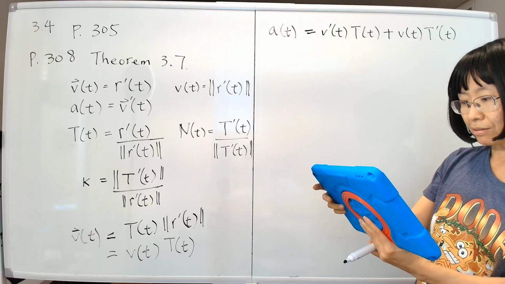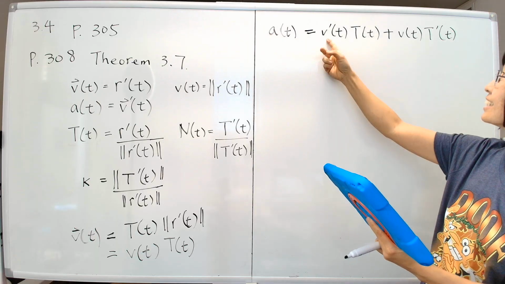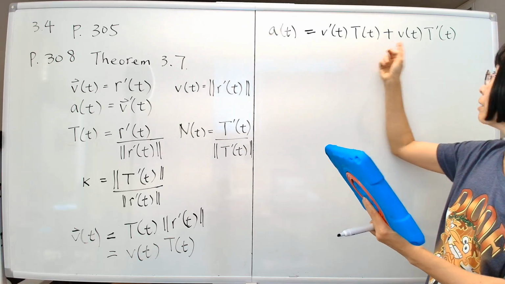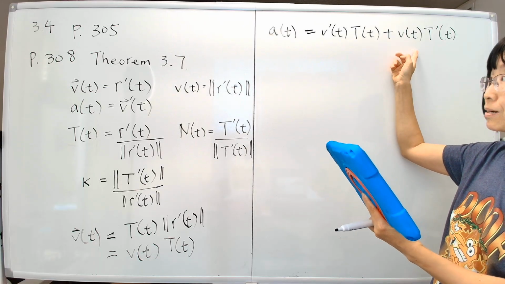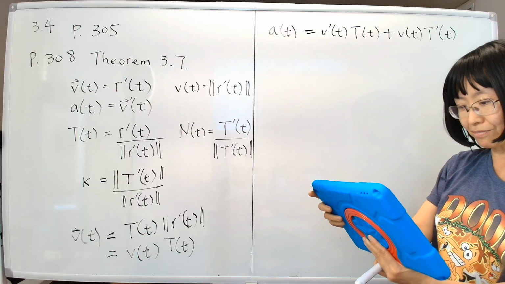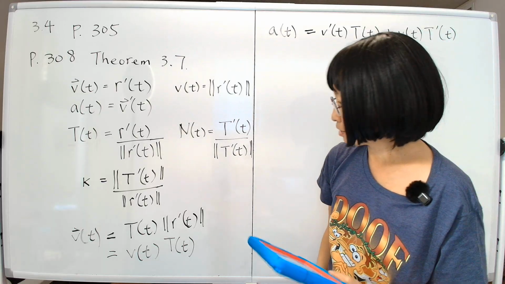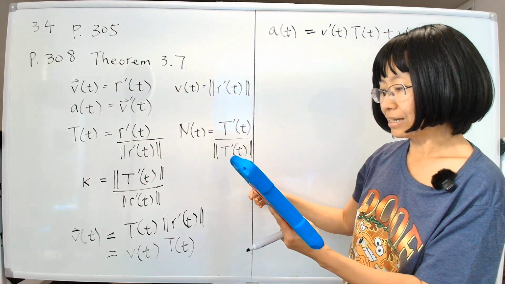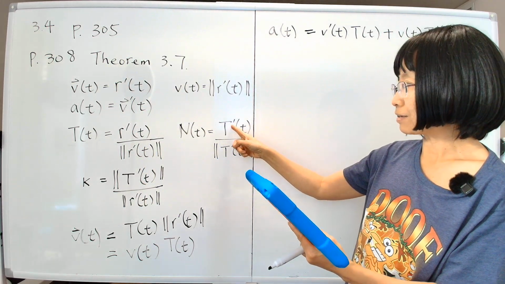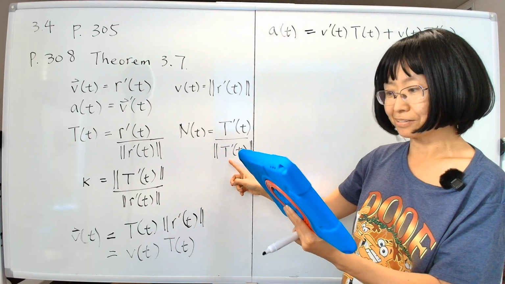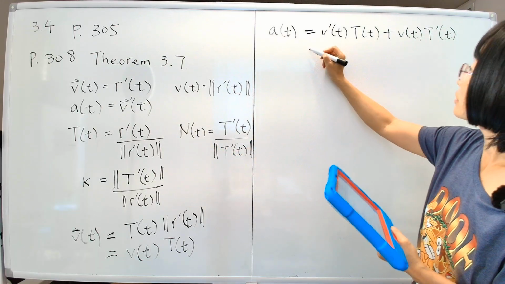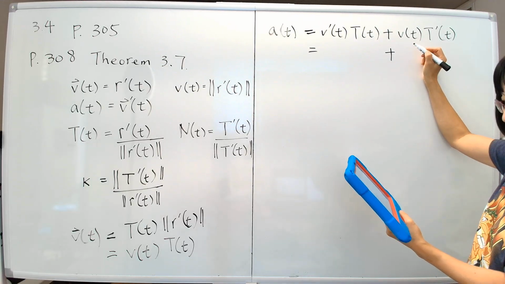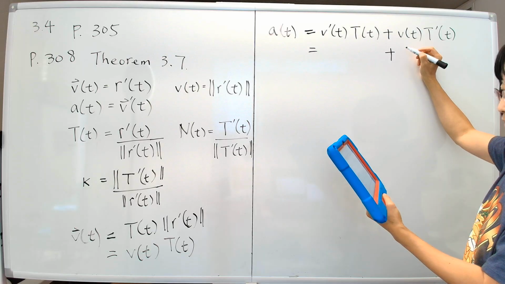So the next step: so far, we got the first part. This is the same as the first part of the formula, v prime of t times T. But now we need to work on this part, which in the given formula involves N. So let's look at N. Where's N again? N is right here. Now, N being this thing, that means T prime equals N times the magnitude. So we write that down and plug that in here. The first one is the same, and then plus T prime.